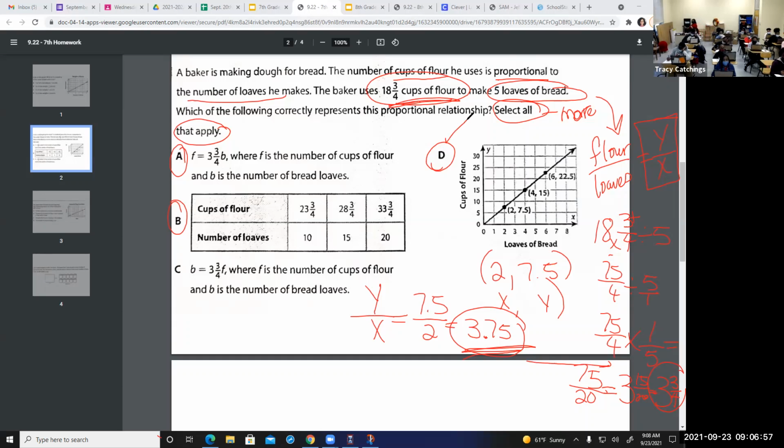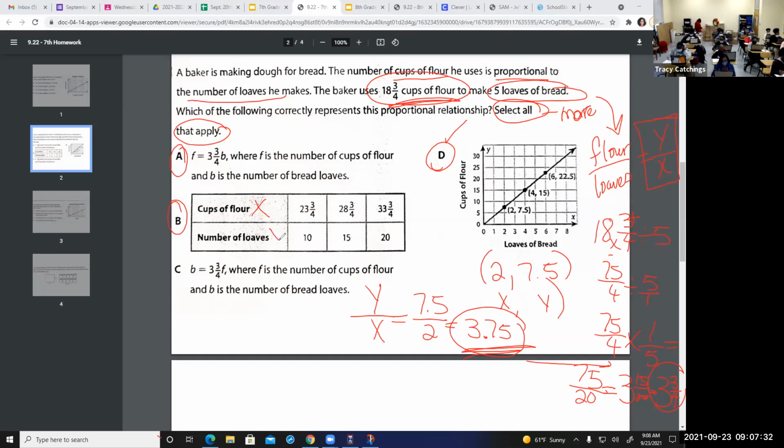All right, A and B. So we done proved the unit rate is 3 and 3/4. With D, she picked out the ordered pair and divided Y by X. A and B. 2 and 3/8, where you get 2 and 3/8? What you divide? 23 over 23 and 3/4 by B.